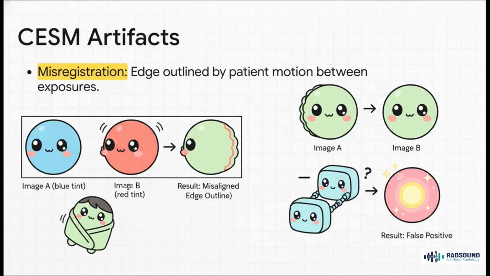Then you have contrast-enhanced mammography, or CESM. Here, artifacts come from a pretty clever trick: taking two different images and digitally subtracting one from the other. But this process has its own challenges. If the patient moves even a tiny bit between the two pictures, you get what's called misregistration, these weird misaligned edges. And sometimes, the subtraction itself isn't perfect, and it creates what we call pseudo-enhancement, a signal that looks like a problem but is really just a mathematical ghost.